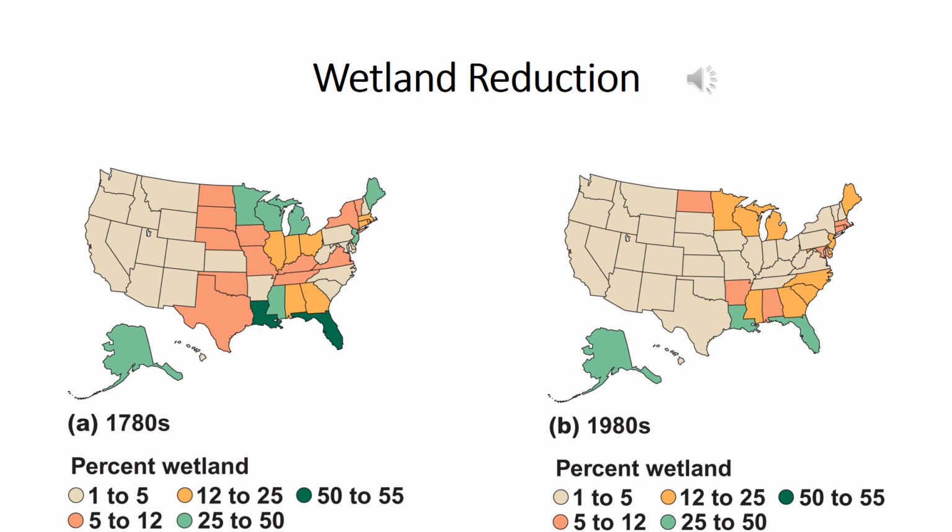These are maps from the 1780s to the 1980s, where you can see even areas like Florida, which was 50 to 55% wetland, is now 25 to 50%. Wisconsin, which was 25 to 50% wetland, is now 12 to 25%. And this goes throughout the entire United States. As you can see, the more humans we have, a larger population, the more draining of the water, faster than it can be recuperated naturally.